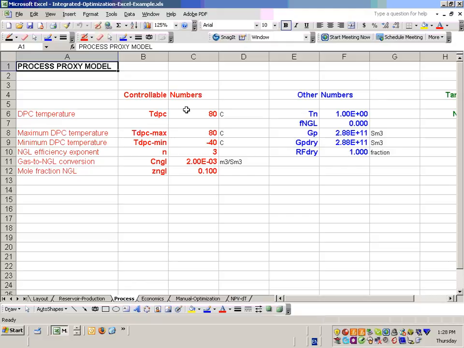So I've come up with a very empirical model where the first thing I say is that of this incoming stream, 10 mole percent of it can be extracted as the natural gas liquid. If we have a dew point controller unit operating at its maximum capacity, then we can extract 10 mole percent of the gas stream as a liquid. The efficiency of that extraction process is controlled by the temperature in the dew point controller.